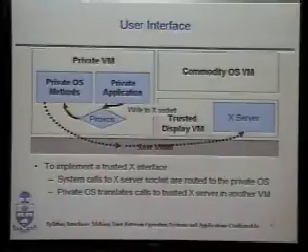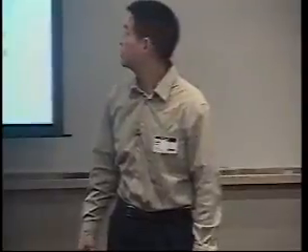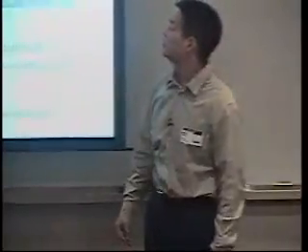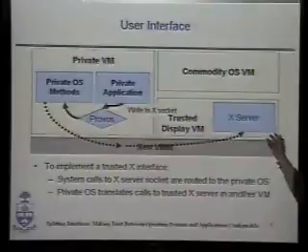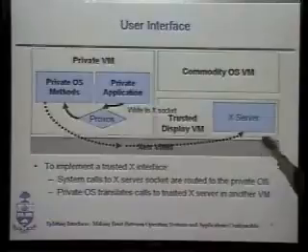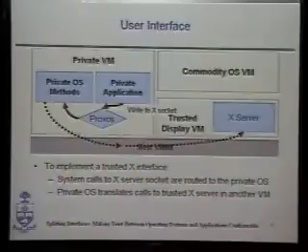You said something about linkage previously between the private VM and the entity that created it, and this seems to be a different connection. I see. You could think of this as basically a part of the trusted computing base. It's something that the VMM provides as a service to private applications and the commodity OS. So the linkage is provided by the VMM in a sense.